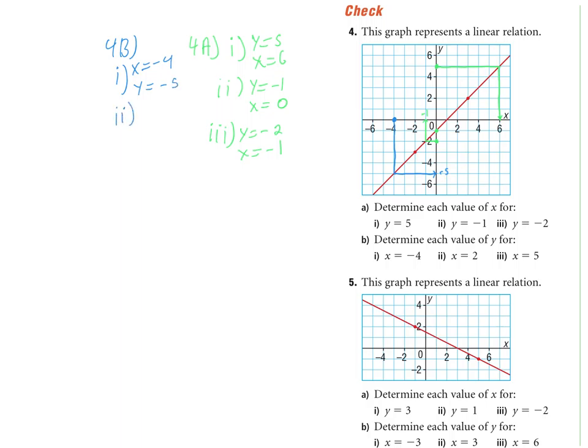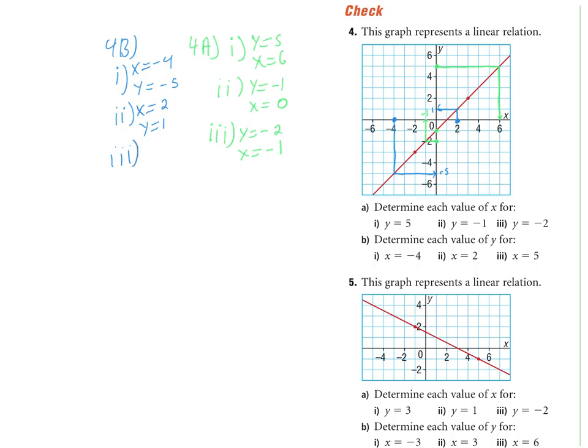For part 2, I have positive 2. So this is where we are on the x-axis at positive 2. I can come up to there and go straight across. And I can see that that's a positive 1. So when x equals positive 2, y equals positive 1.